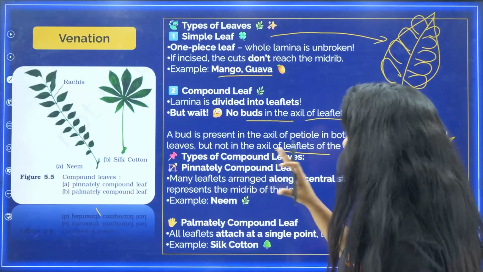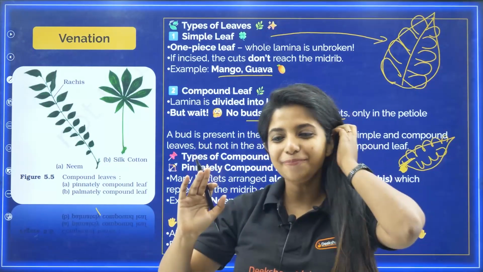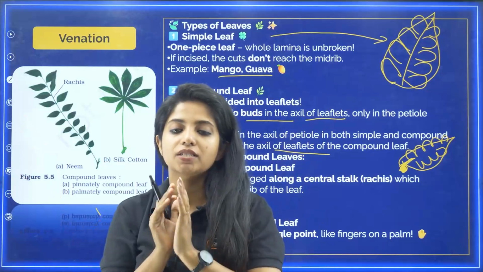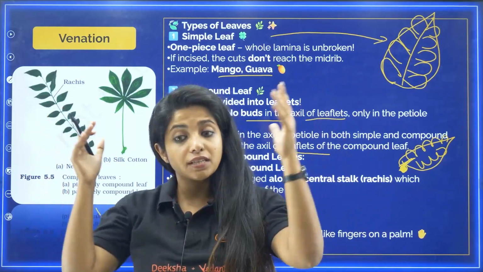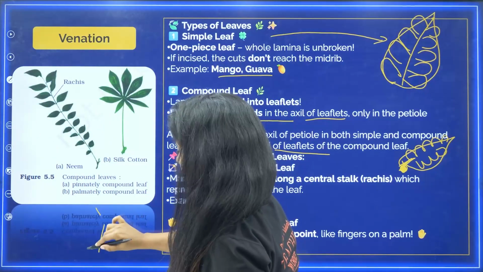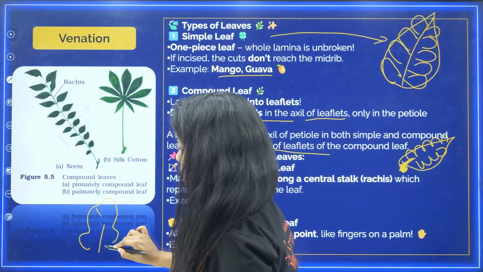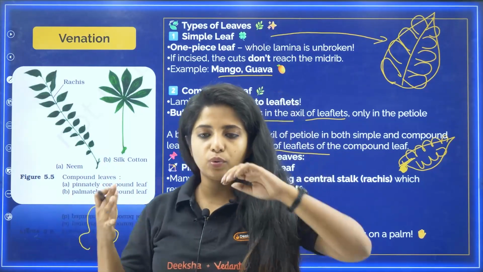Now, the types of compound leaves. First, we have the simple leaf, which has undergone nothing. There is one proper midrib. If there is an incision also, it has not touched the midrib. For example, it has a shape like this, but there is one prominent midrib here. You can see this in mango, guava and things like that.